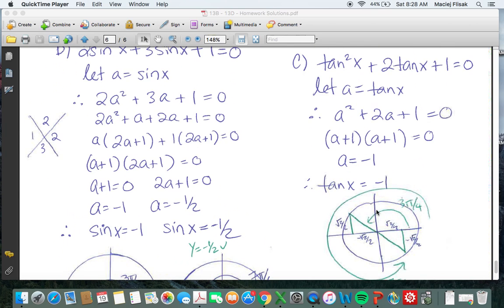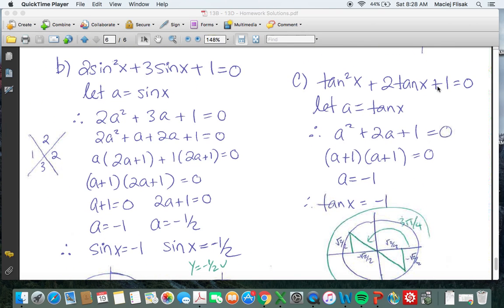Okay, let's look at the last one I have here, which is C. It begins with this equation, tan squared x plus 2 tan x plus 1 equals 0. I'm going to do a substitution again. I see a quadratic. Let a equal tan x. Replace tan x with a: a squared plus 2a plus 1 equals 0. Factor this into a plus 1 times a plus 1, this is a perfect square.